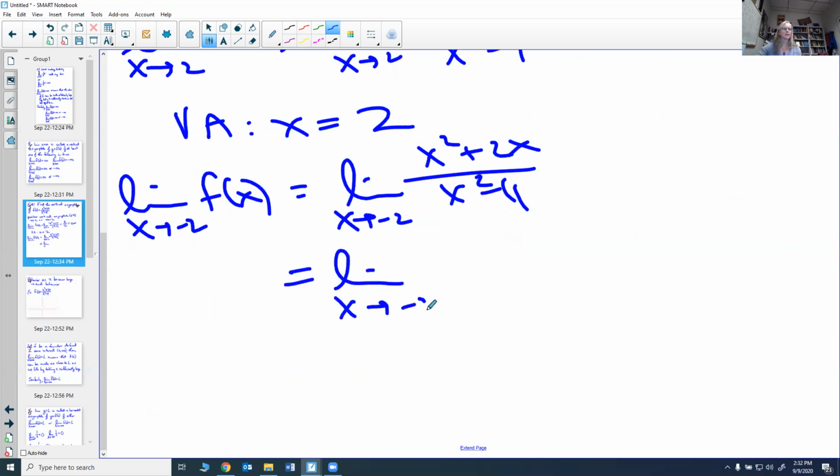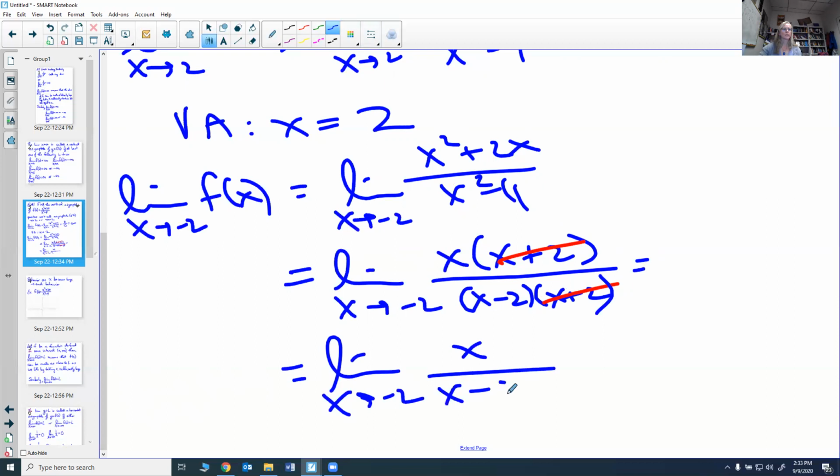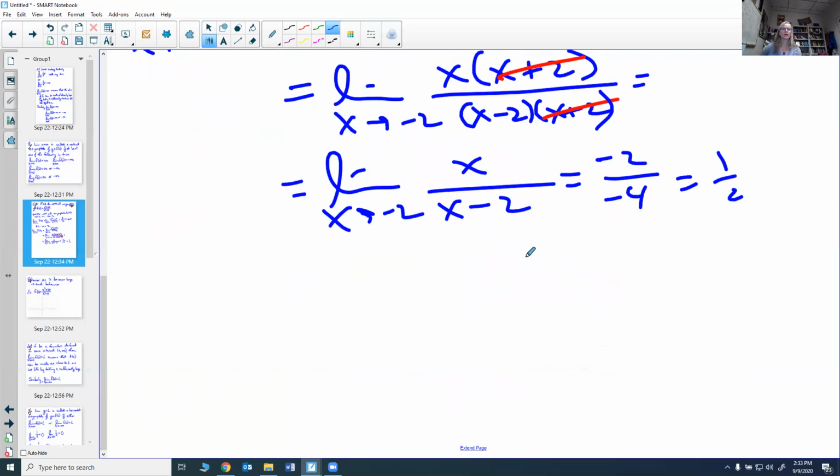Let's take the limit as x goes to negative 2. Let's factor the top. That factors as x times x plus 2. Let's factor the bottom. That factors as x minus 2 and x plus 2. And then we can see we can cancel some things. The x plus 2 and x plus 2 cancel. So that's cool. Now that means that we're going to have the limit as x goes to negative 2 of x over x minus 2. And that happens to be negative 2 over negative 4, or 1/2, which is not infinity or negative infinity. So that tells me that x equals negative 2 is not a vertical asymptote.